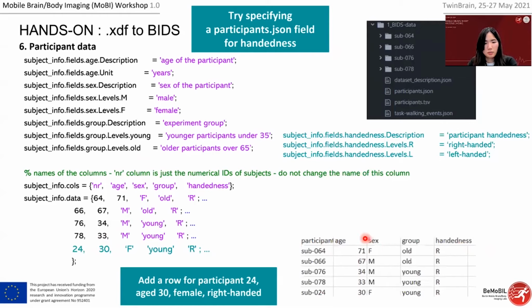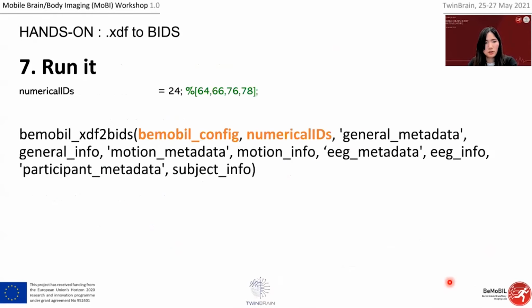And then you will see a participant TSV file that looks like this. And then finally, just run it for only participant 24. The rest, I don't think you downloaded all of the data, and it takes really long to import. So just run it for participant 24. So this should have created the BIDS folder in where you contain all the directories.